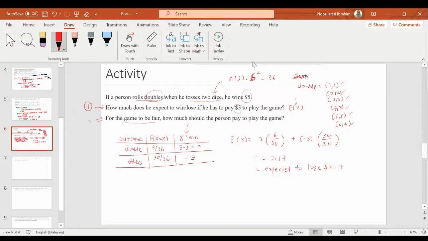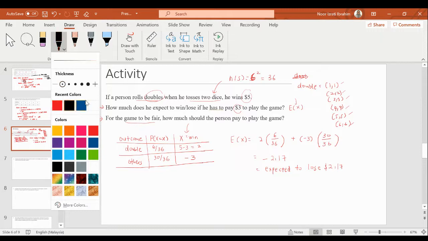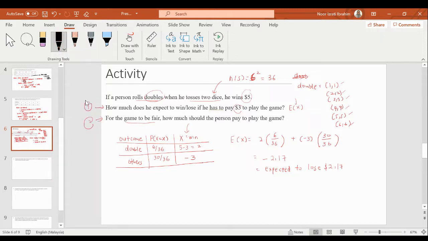Okay, now number 2. For the game to be fair, how much should the person pay to play the game? So what do we mean by a fair game? A fair game means we don't expect to lose or win. So if the game needs to be fair, the expected winning or losing needs to equal 0. And we don't know how much we need to pay, so the cost of playing the game I will denote as C.